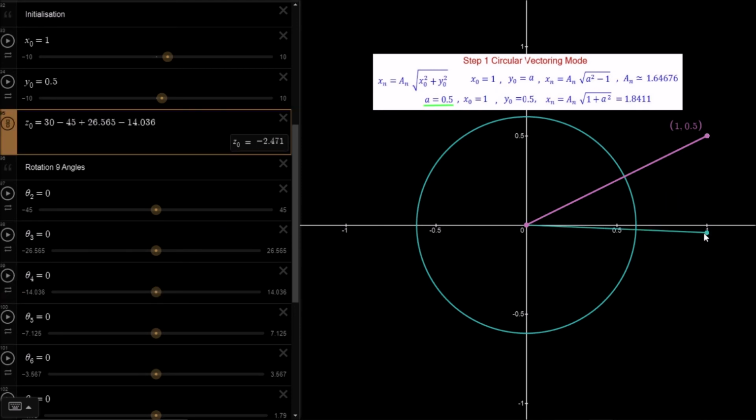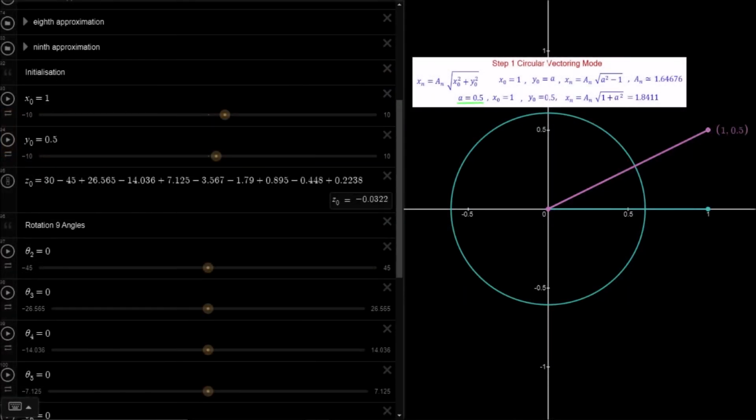And now this angle is negative, we're going to have to add on the next angle. So I'll go ahead and add on and subtract off these angles. So I have gone ahead and added on and subtracted off the angles from this initial angle of Z0, which was 30 degrees. By adding on and subtracting off these angles, the value for our Z0 tends towards 0. In fact we've got a value of 0.0322 degrees. So you can see the vector now runs along the x-axis.